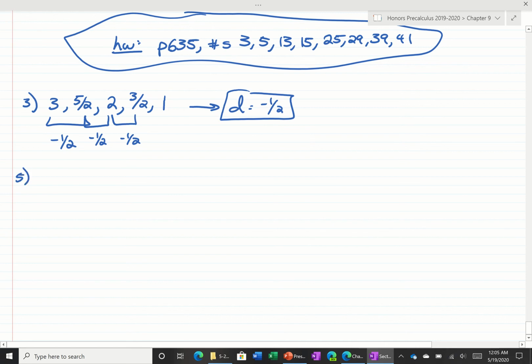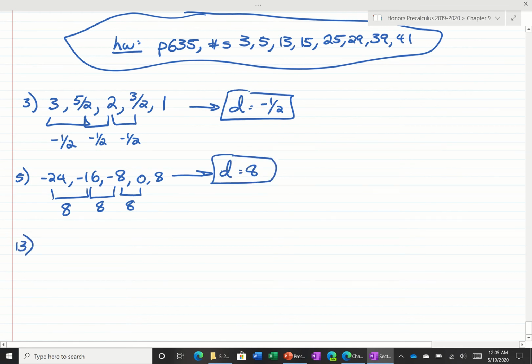For number 5, we have negative 24, negative 16, negative 8, 0, and 8. So negative 16 minus negative 24 is 8. Negative 8 minus negative 16 is 8. And it looks like that's what we're going to be having here. So the common difference here is going to be 8.